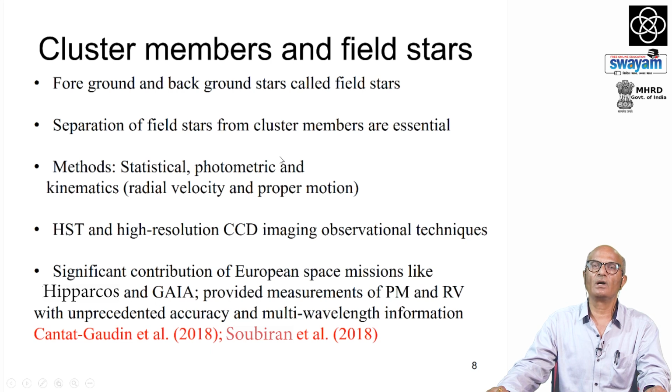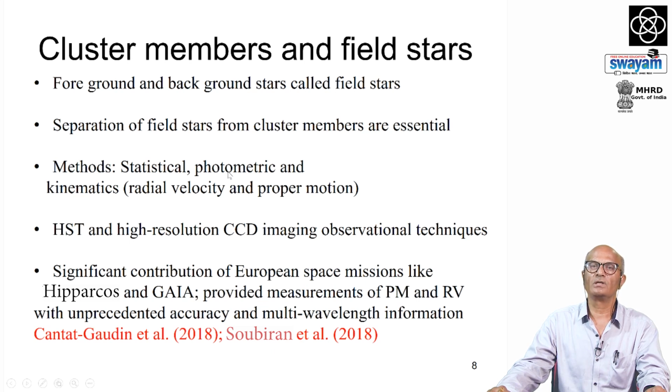The next method is called photometric. Suppose we are not able to observe all these things. In fact, photometric methods were used quite frequently before the advent of two dimensional, very good quality CCD imaging capability. In that case, the basic assumption is that since all the stars of a cluster, all the members of a cluster, were formed roughly at the same time, they are located at the same distance. So, the major difference between them is mass.